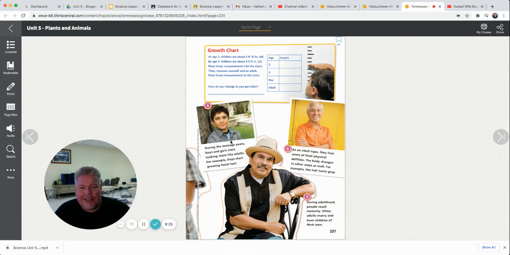Number 4, during the teenage years, boys and girls start looking more like adults. Boys start getting some facial hair. They'll have to start shaving before too long. 5, during adulthood, people reach maturity. Often adults marry and have children of their own.